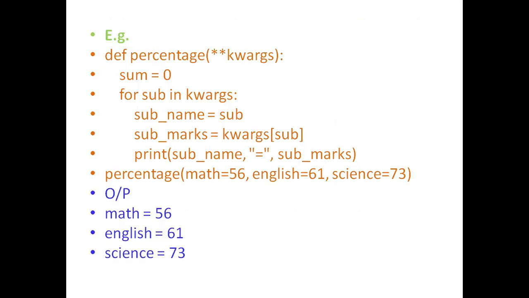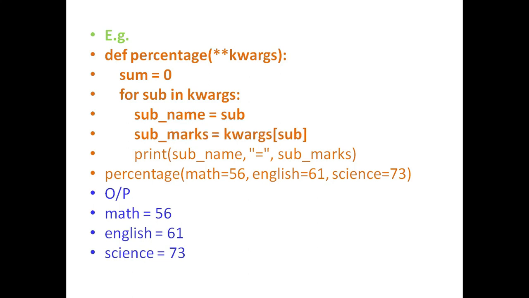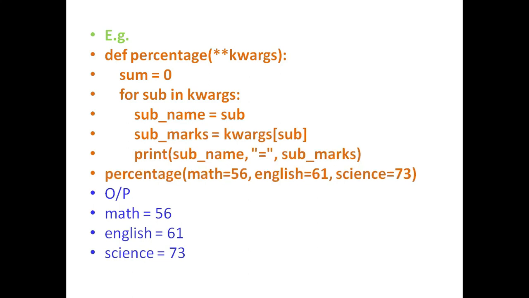For example, here function percentage is defined with keyword arguments. Then inside the function sum variable is defined which is initialized with 0, and a for loop is used for sub in keyword arguments. Name, marks are assigned and name and marks are printed. So when we call the function percentage with parameters math equal to 56, English equal to 61 and science equal to 73, it will print the output as math equal to 56, English equal to 61 and science equal to 73.